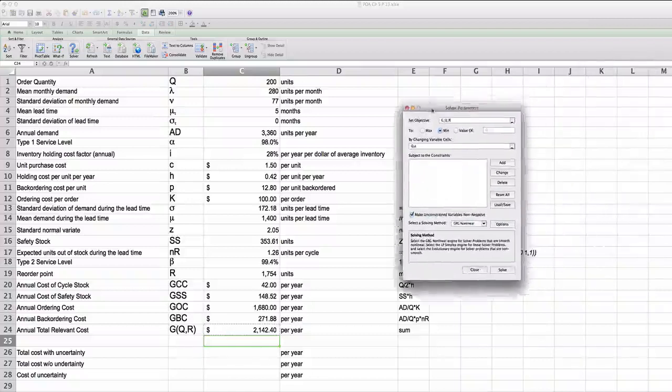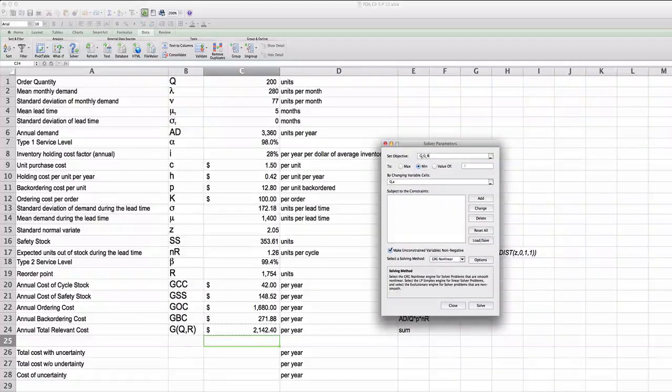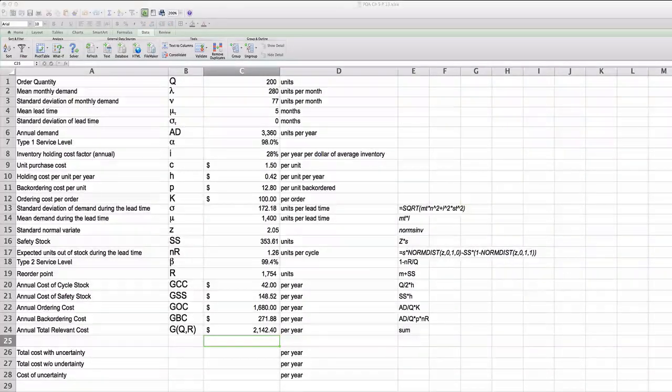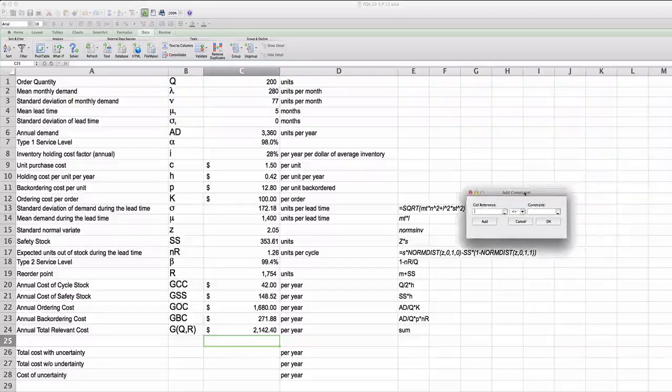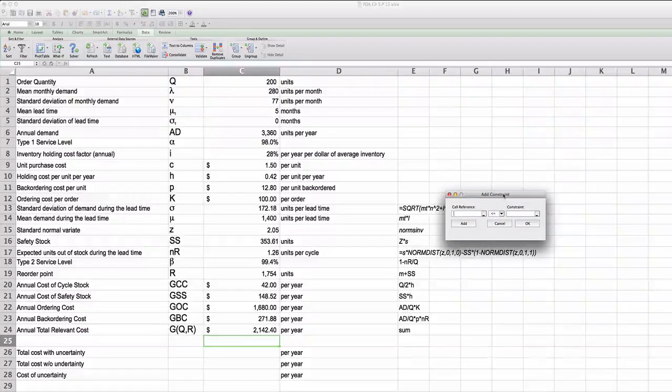So I want Excel to minimize total cost, and my objective function is G of Q and R. And I want to minimize that by changing 2 values at the same time, that is Q and alpha. Remember that alpha in turn defines safety stock, which in turn defines the reorder point. Now it is customary, and actually mandatory really, to implement a series of constraints. Specifically, I want to make sure, of course, that my order quantity Q is equal to or greater than 0, or let's say 1, for practical purposes.